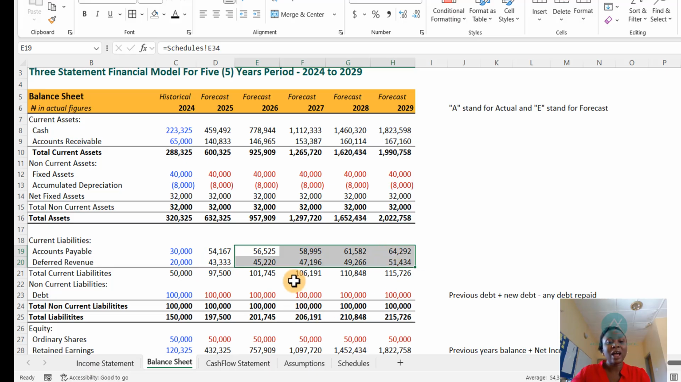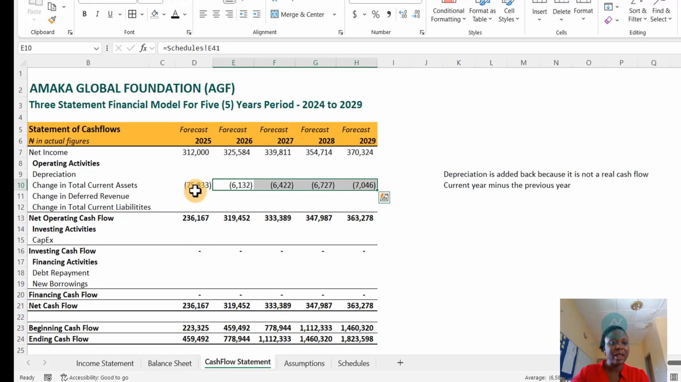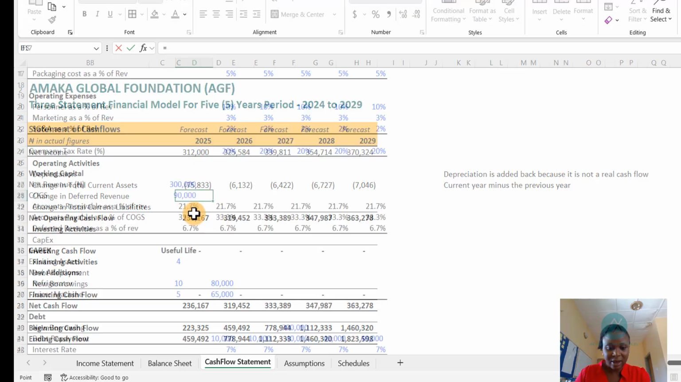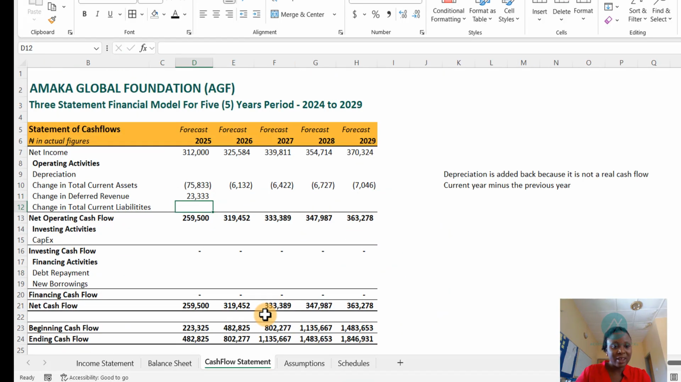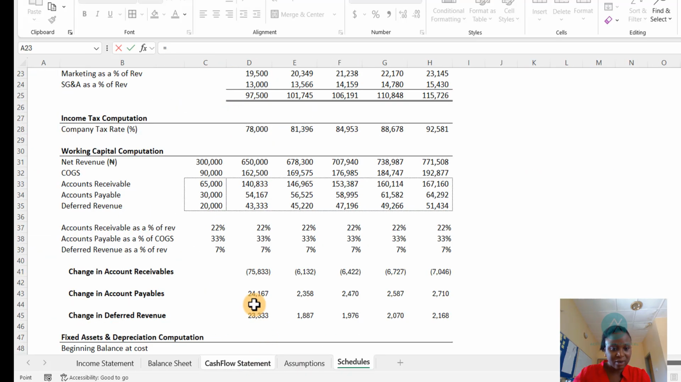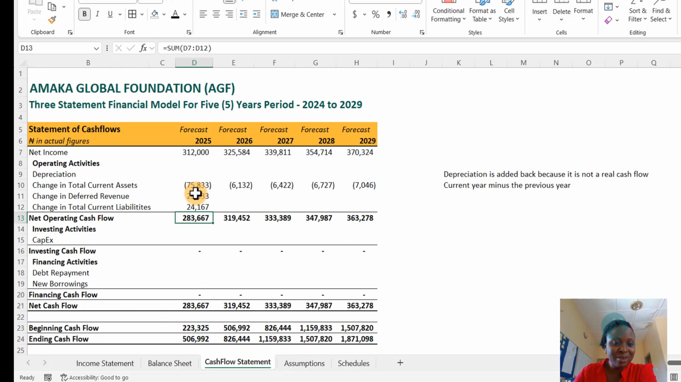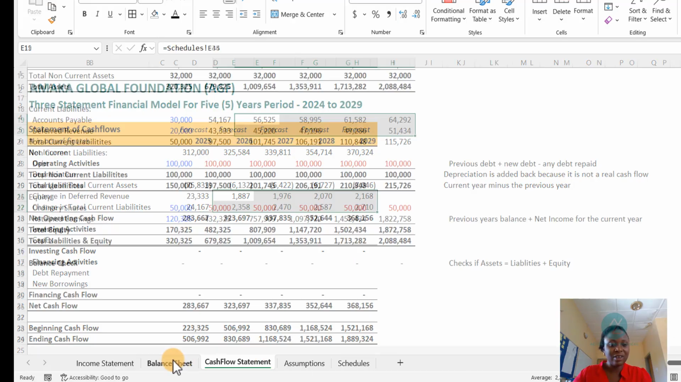Control V. Good. Now, having done that, mind you, just as I stated, you have to go back to your cash flow statement and input the change in deferred revenue, change in total current liabilities. So change in deferred revenue, let's go and look at it. Mind you, we're picking deferred revenue first, so don't mix it up. Then change in current liability, don't mix it up. That's account payable in total. So we can just copy and paste. Good. So notice our balance sheet is balanced.